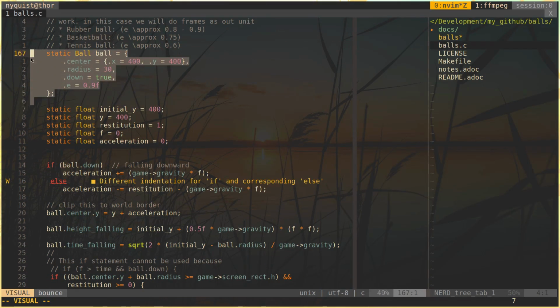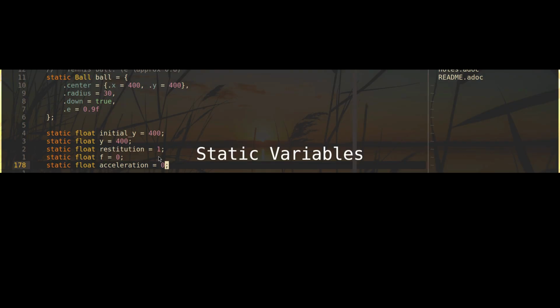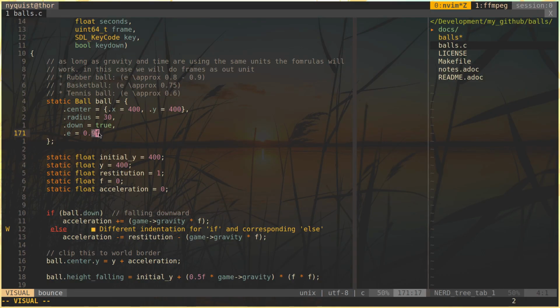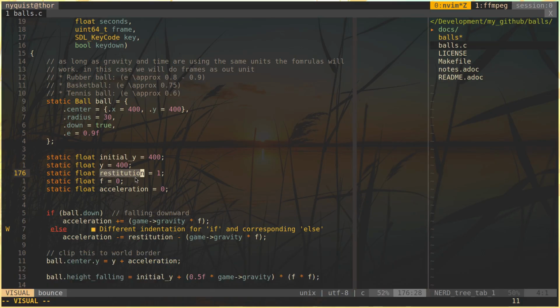You see that this is static, so it only gets initialized once. Anything in these static variables are initialized once. You got an initial Y position, so that's the starting position where you dropped it at. That's how high you dropped it from. Y is the Y value, and it'll keep changing over time. I named this restitution, but this is the increment: restitution is going to start at 1, and then it's going to keep multiplying e to it, so keep slowing down the ball.